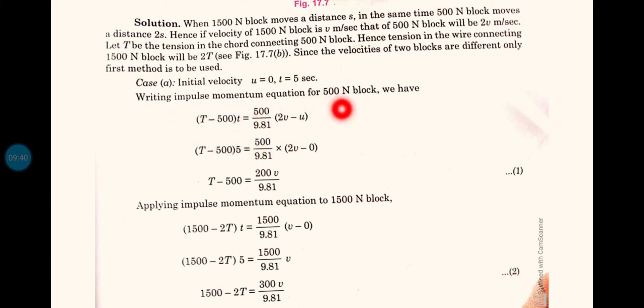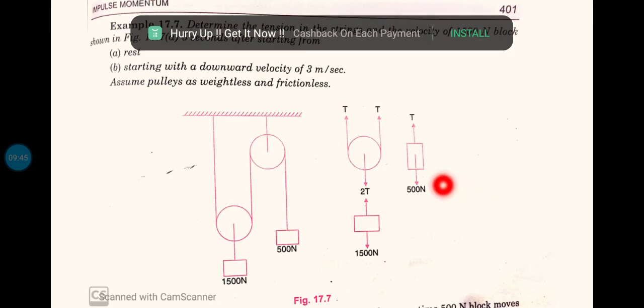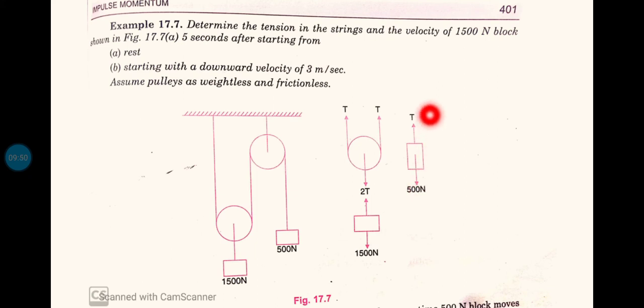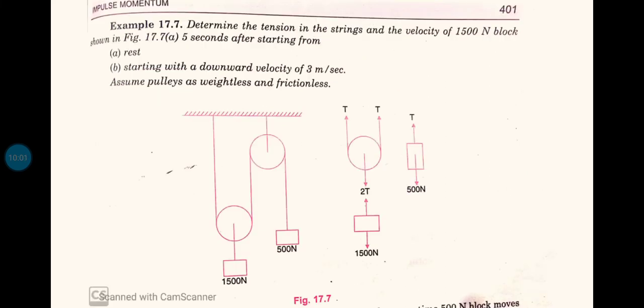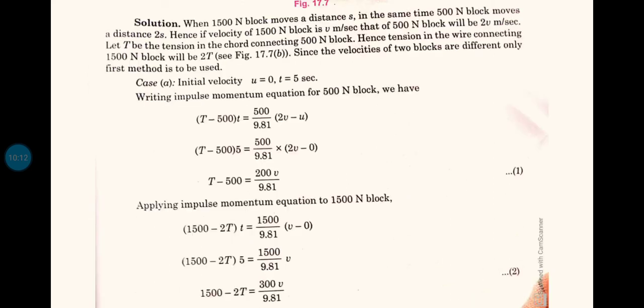Now writing the impulse momentum equation for the 500 Newton block, you can see here we are considering this block. The net force acting is 500 Newton downward and T acting upward. So 500 minus T or T minus 500, whatever may be, that is the net force. Here I am taking T minus 500. It is better to take it this way because the 500 Newton block will be moving upward, so I am taking upward force positive and downward force negative. So T is positive, 500 negative, T minus 500 is the net force, and (T minus 500) into t is the impulsive force, force into time.